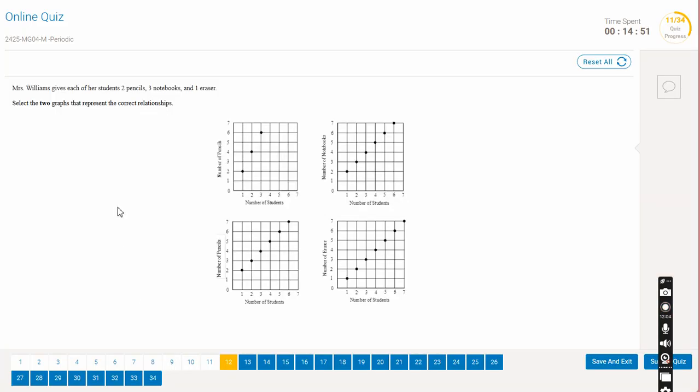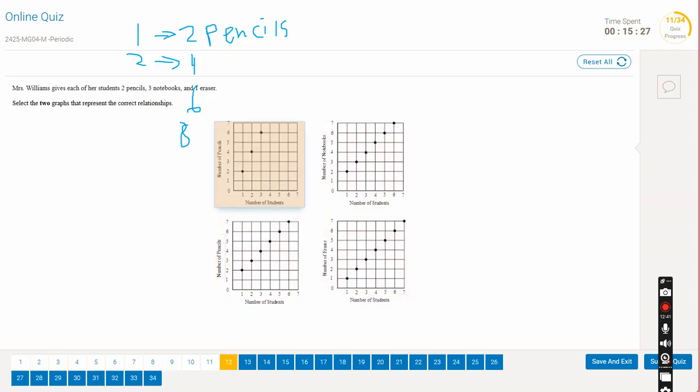Now, what is this? Mr. Williams gives each of his students 2 pencils, 3 notebooks, and 1 eraser. I know some of my students that I tutor were confused about this, so let me explain. So here, one student, he gave 2. So if to one student he's giving 2 pencils, then to 2 students, he's going to give 4. So he's writing the multiplication of 2. So 2, 4, 6, 8, right? So for the first one, that's what they're doing. Number of students 1, so it's 2 pencils. Number of students 2, 4 pencils. So we're going to choose that.